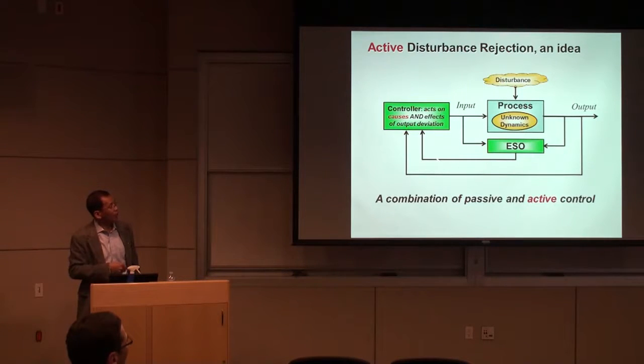And this is the part we call active. It is the disturbance and unknown dynamics that cause the output to vary too early. We're saying that if we can obtain that information before the output varies, then we're ahead.